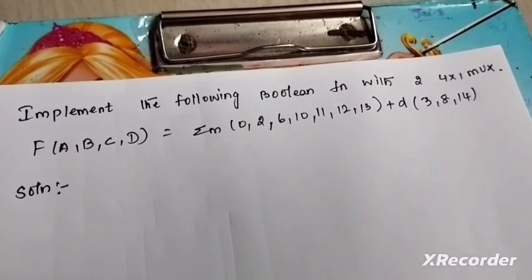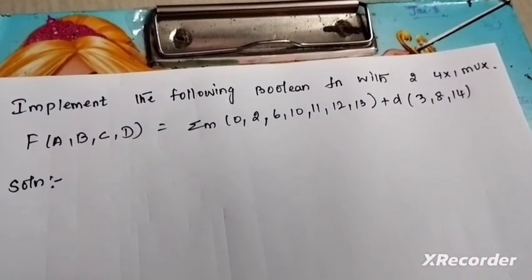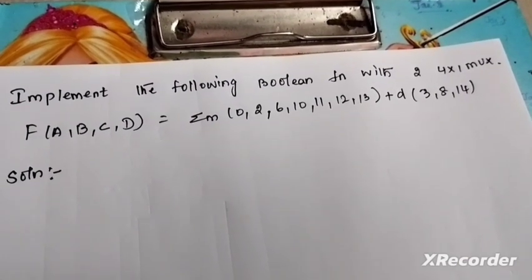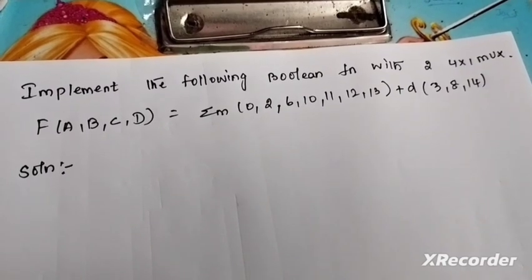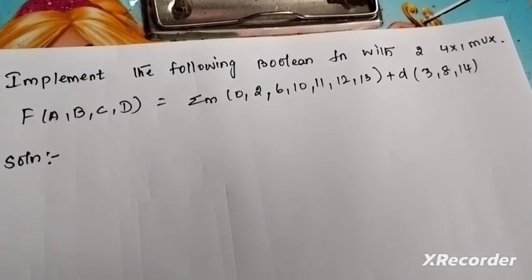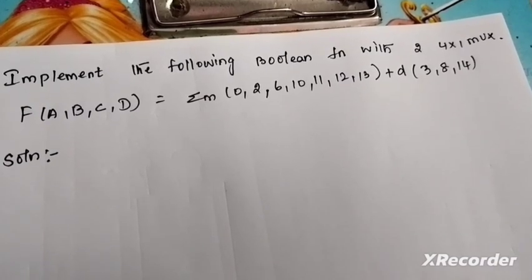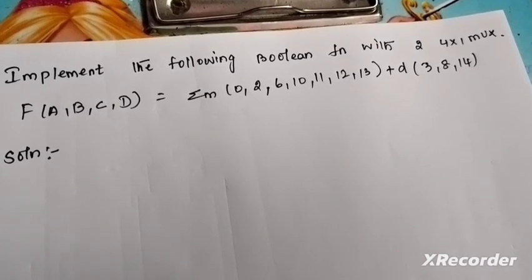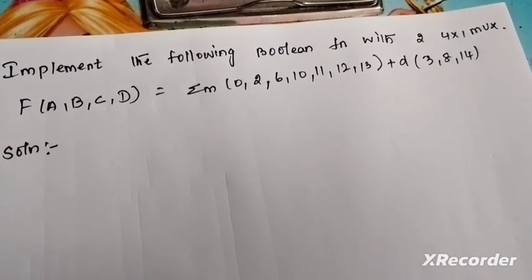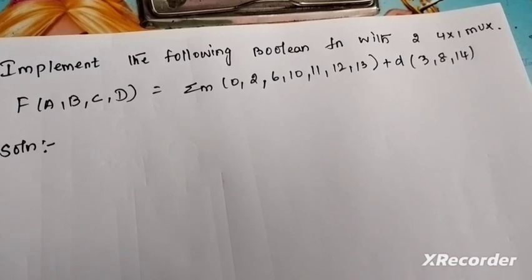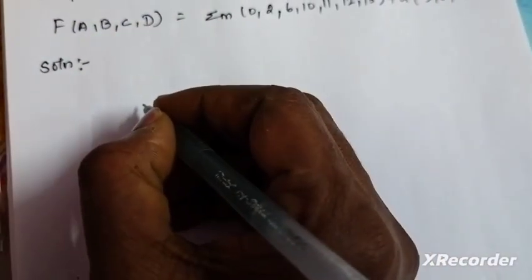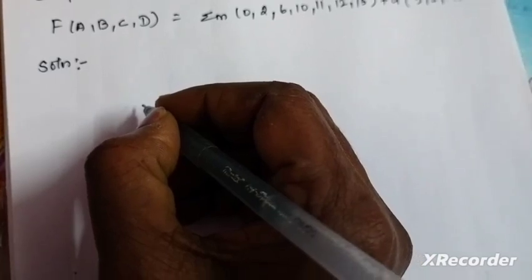Next, we are going to see the implementation of the following Boolean function with two 4x1 multiplexers. The function is f(a, b, c, d) = summation m(0, 2, 6, 10, 11, 12, 13) + d(3, 8, 14). First, write the implementation table. So how to write the implementation table?